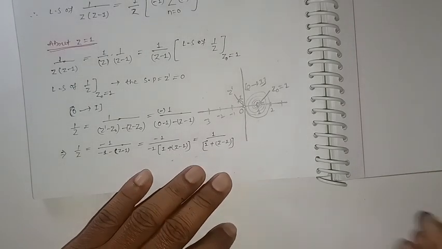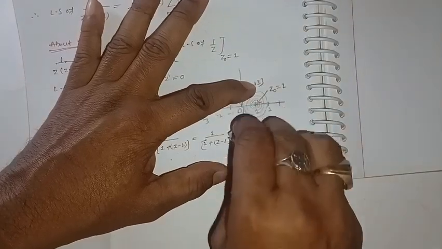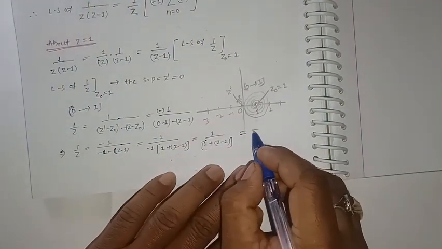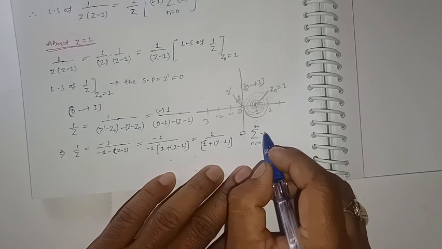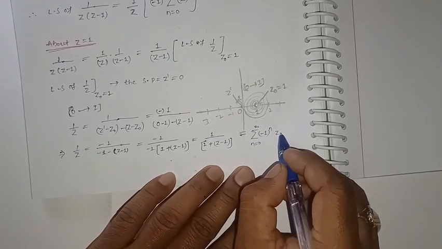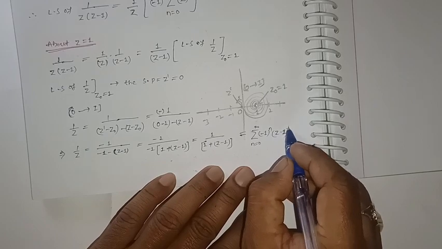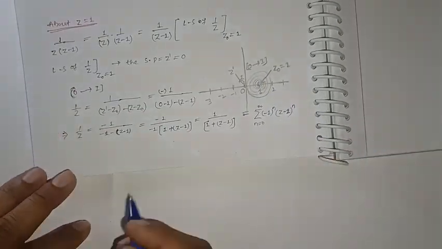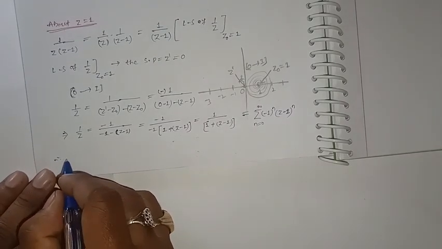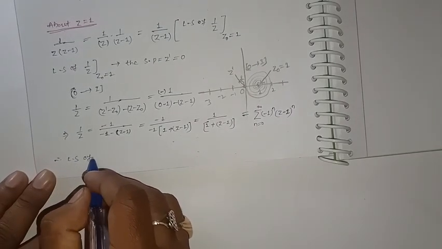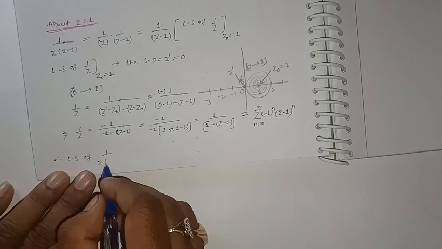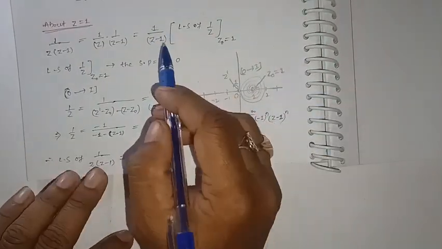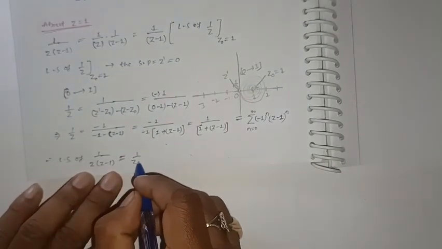So what will be the series? This one will be equal to summation over n equal to 0 to infinity, minus 1 to the power n, z minus 1 to the power n, because |z minus 1| will always be less than 1 in this region. Okay, so hence the Laurent series of the given function, that is 1 by z into z minus 1, will be equal to, already 1 by z minus 1 is written over here, 1 by z minus 1.